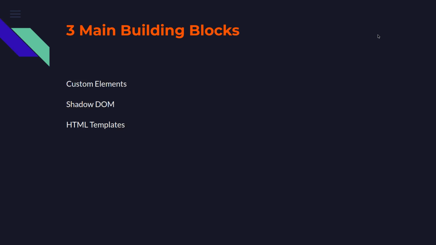Web components have three main building blocks: the custom element, the shadow DOM, and the HTML template. The custom element lets you use your own name for each and every element. The shadow DOM will encapsulate all our styling as well as the scripts, everything. And the HTML templates are used to create all our HTML templates.